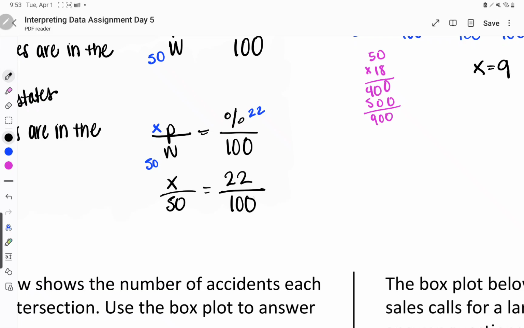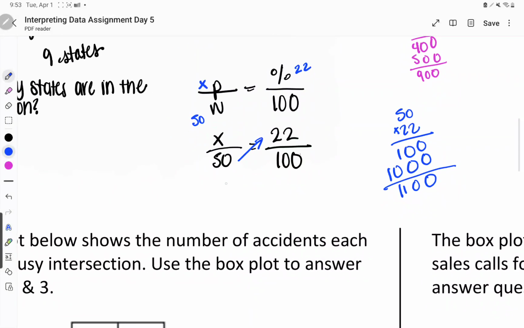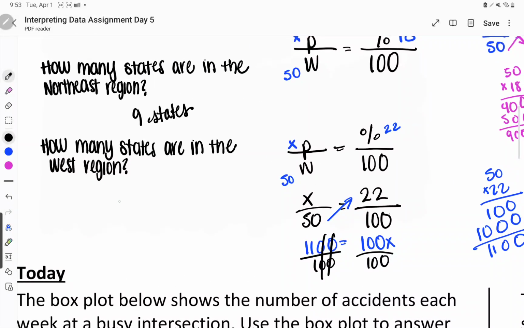All right, and then I cross multiply, so 50 times 22. 2 times 0 is 0, and then 5 times 2 is 10. I'm on my next row now, so I add a 0, and then 2 times 0 is 0, and 5 times 2 is 10. Add it all together, and that gives me 1,100 equals 100x. Divide both sides by 100, and these zeros cross out, and it leaves you with 11 states.